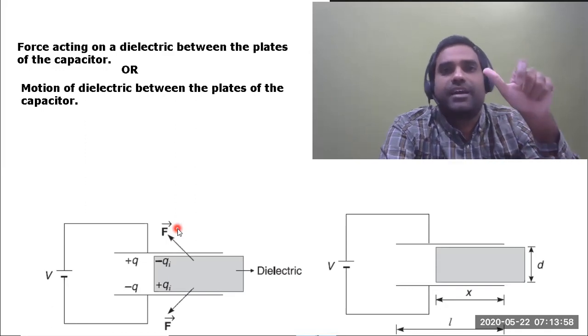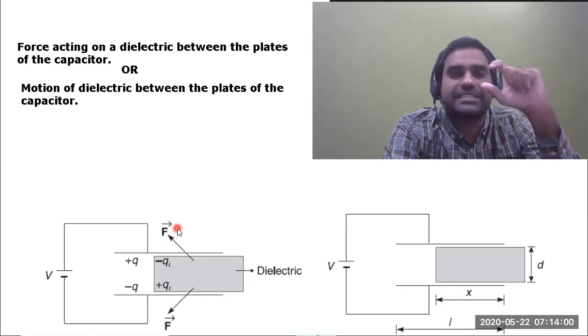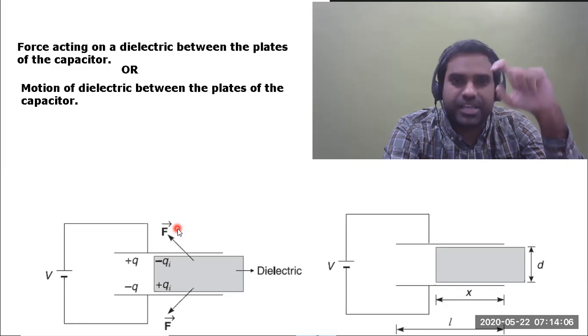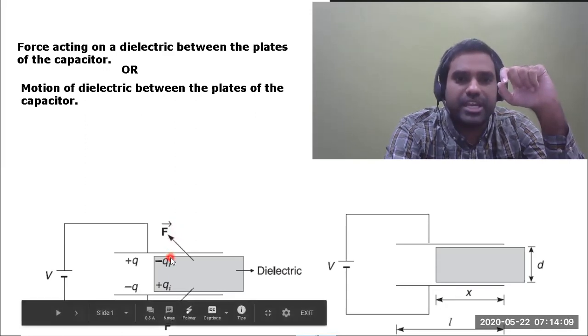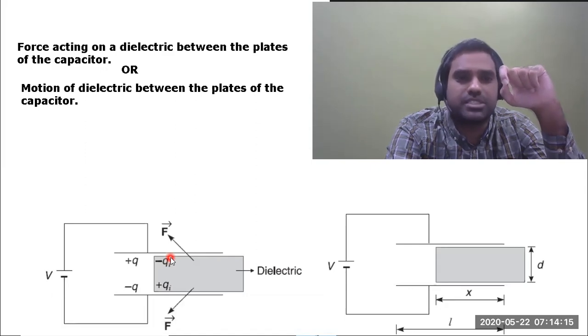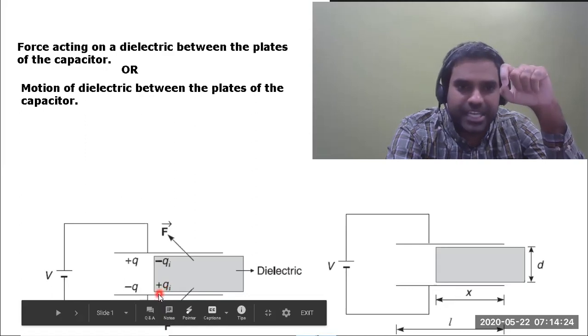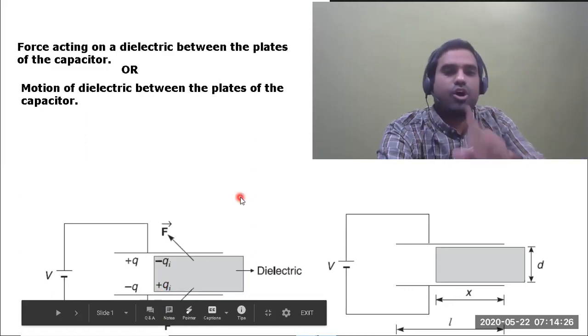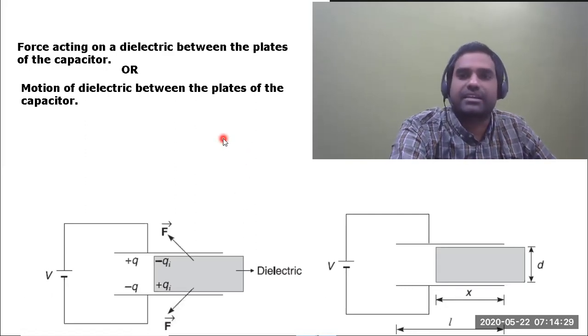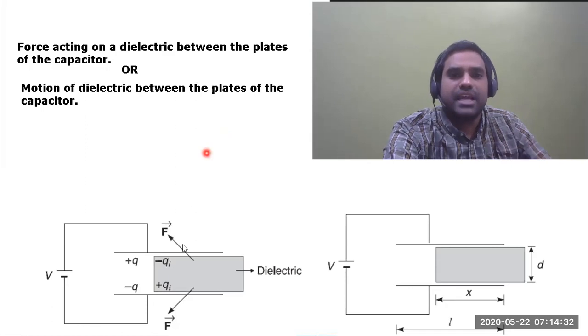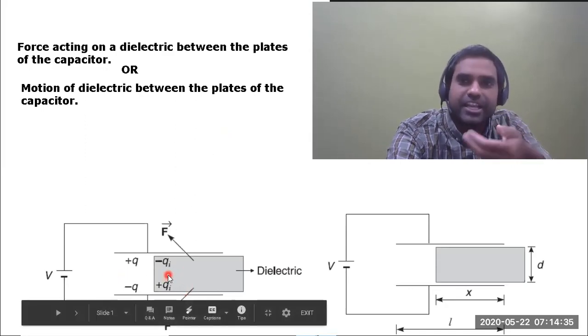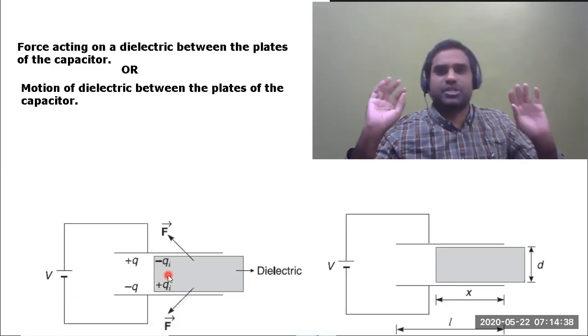See, students, what happens as soon as a dielectric is inserted between the plates of the capacitor: because of induction, negative charges will be induced just beside the positive plate, and similarly positive charges will be induced in the dielectric just beside the negative plate. That is all shown in the figure, right? Due to this, a net force will act in this direction into the dielectric plate. This is the mechanism, friends, very simple.